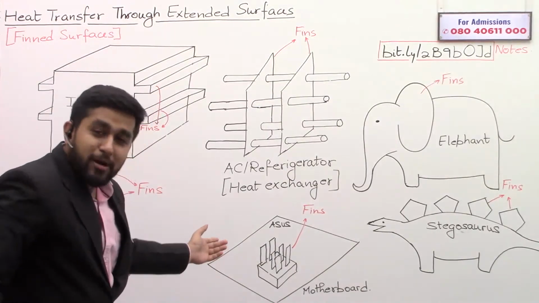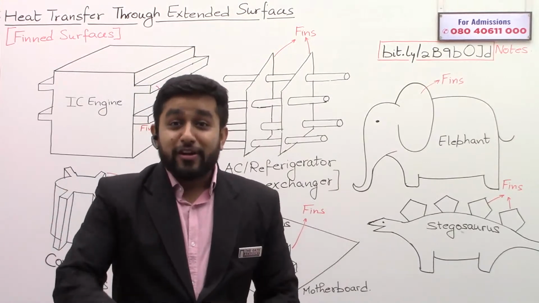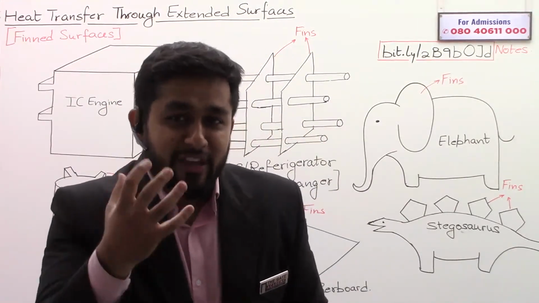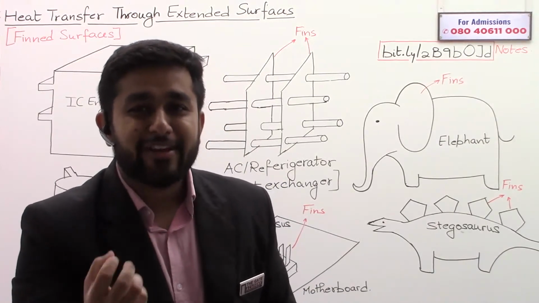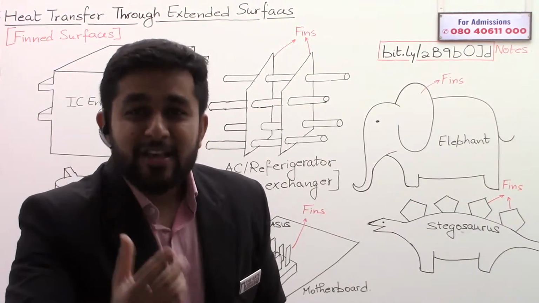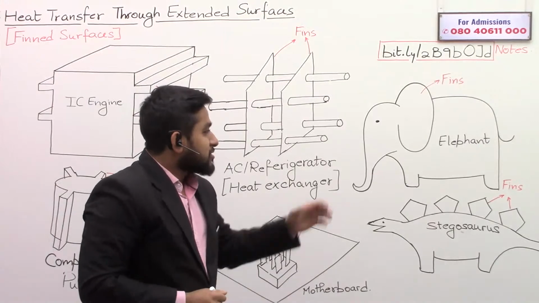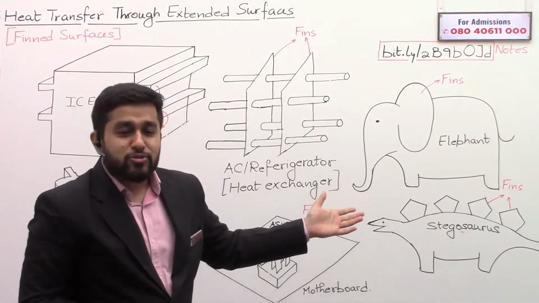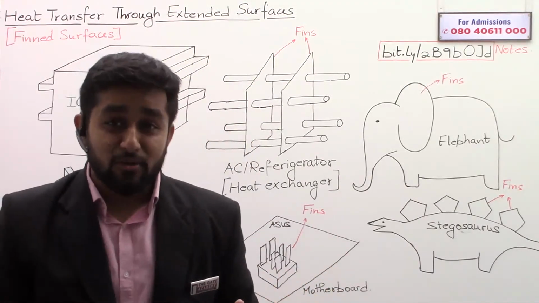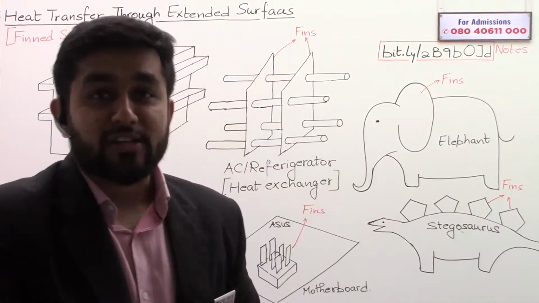Similarly, this is a motherboard. The motherboard is electronic equipment. When current flows through that electronic equipment, heat is generated, and if the generated heat is stored in the motherboard, the temperature of the motherboard will rise, and ultimately there will be some fuse and the circuit will break. So again, you want to increase the rate of heat transfer. Similarly, there are other applications also, like this elephant and this dinosaur, which you call a stegosaurus. So there are a lot of examples where we want to increase the rate of heat transfer.